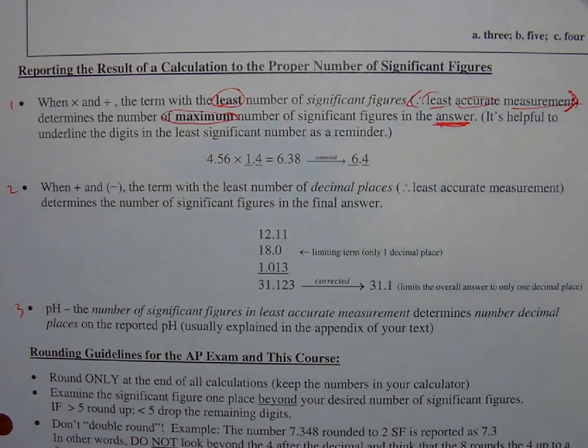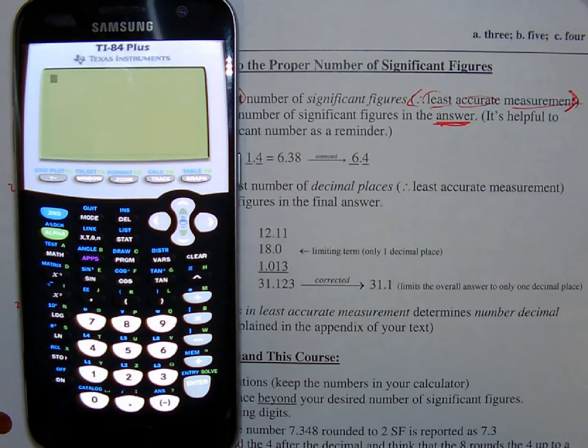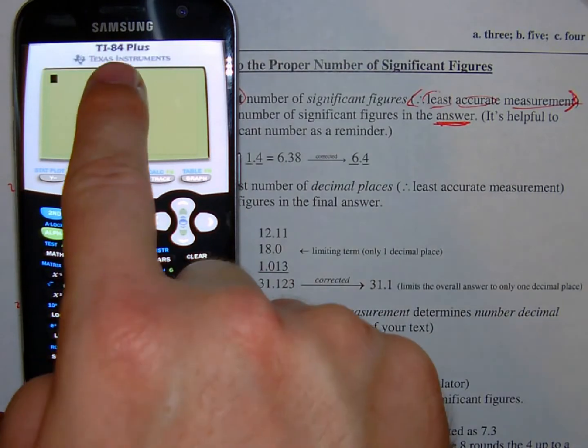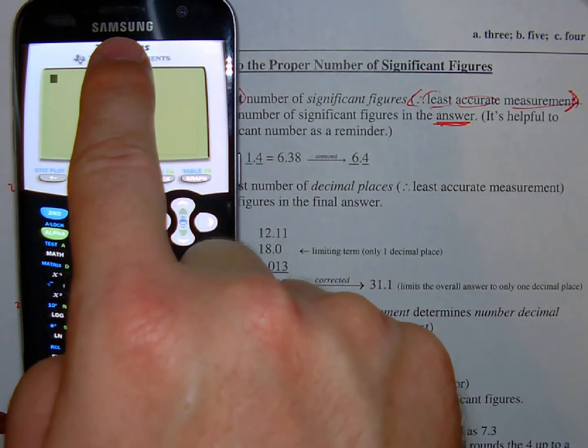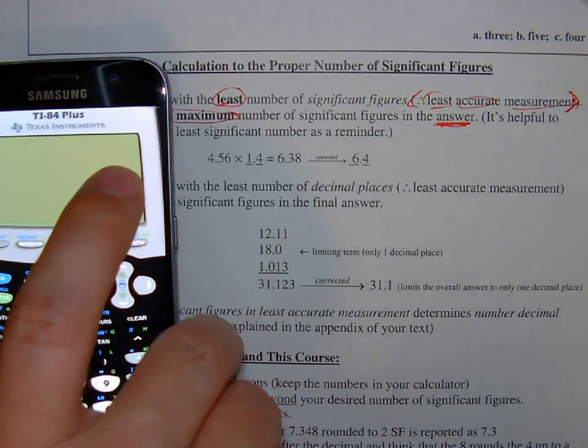Now, when I put this into my calculator, and by the way, this is a free smartphone app that you can get on your phone. I'm not getting paid by Samsung to use their phone. I just have one.